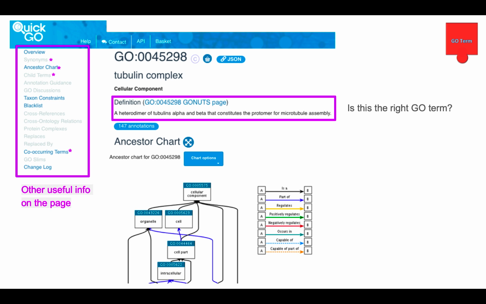So in this case, say we're like, oh, tubulin complex, that fits, but maybe there's a more specific term. Turns out this is grayed out, so there are no child terms. There's nothing below it in the chart, so this might be the best term.